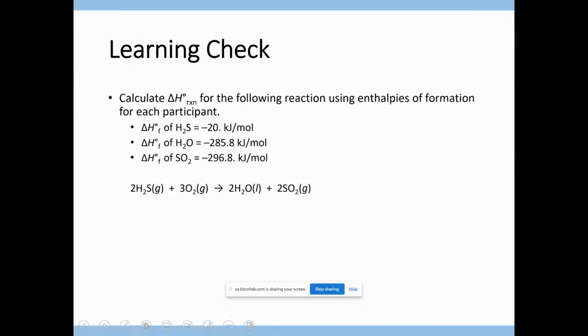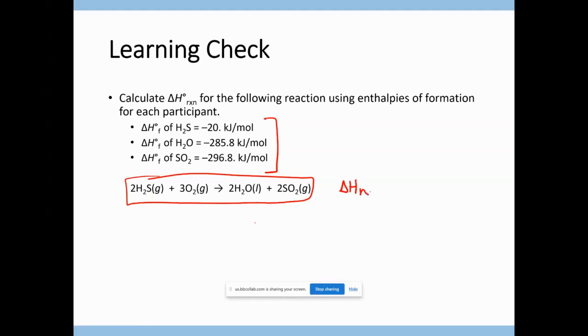Okay, so same process, but different reaction. We have hydrogen sulfide and oxygen gas forming water and sulfur dioxide. So in the extra space that you have, it's not working, I guess I have to use red. You'll need these values and write down this reaction, and then calculate delta H of this reaction. I'll give you a couple minutes to get started and we'll go through it together.